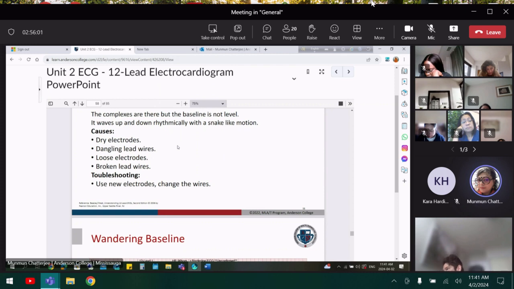You will see the waves, but if the baseline is not right, how are you going to know whether the ECG is right or not? So in that case, what are you going to do? You are going to use new electrodes or change the wires. If you see the electrodes are properly placed, not loose or anything, then the option is that there may be some problem in the wires. So you have to change the lead wires. What are the lead wires? They connect the electrodes with the ECG machine.